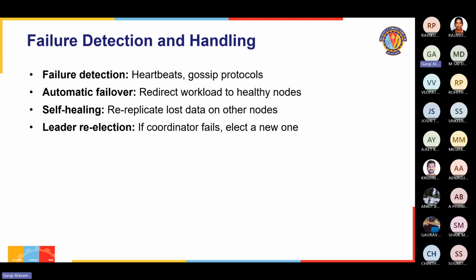This may also need re-replicating data to restore the desired replication level. If the failed node was a leader or coordinator, the system will have to elect a new leader. That needs to be done automatically as well. All these mechanisms have to work together to ensure that if there is a failure, it should not bring down your system.